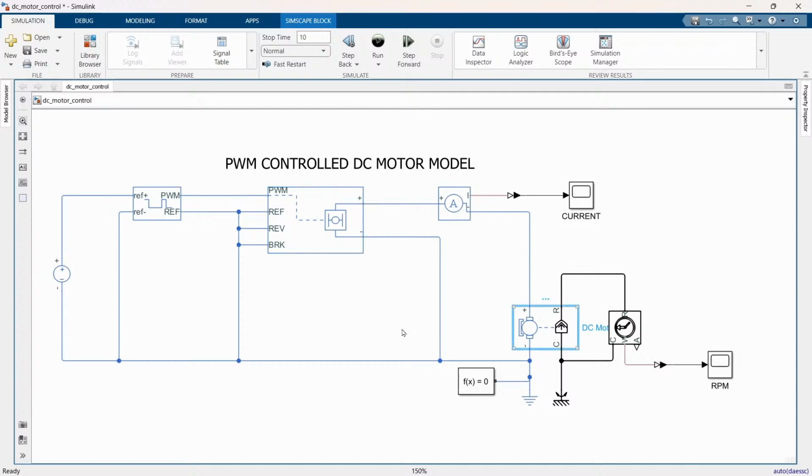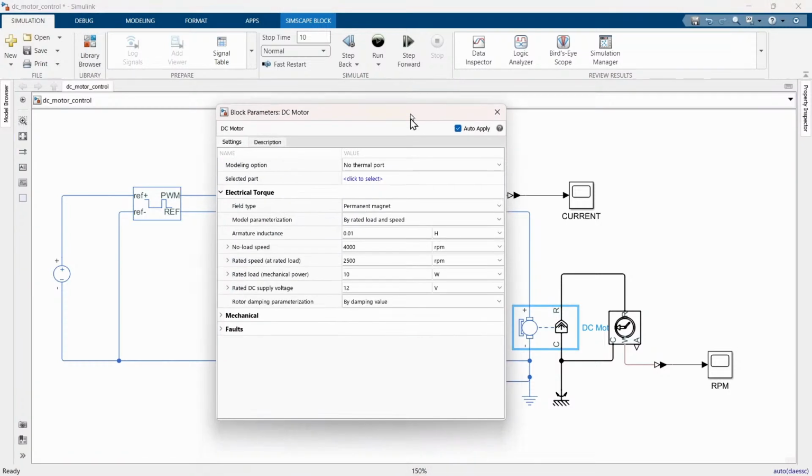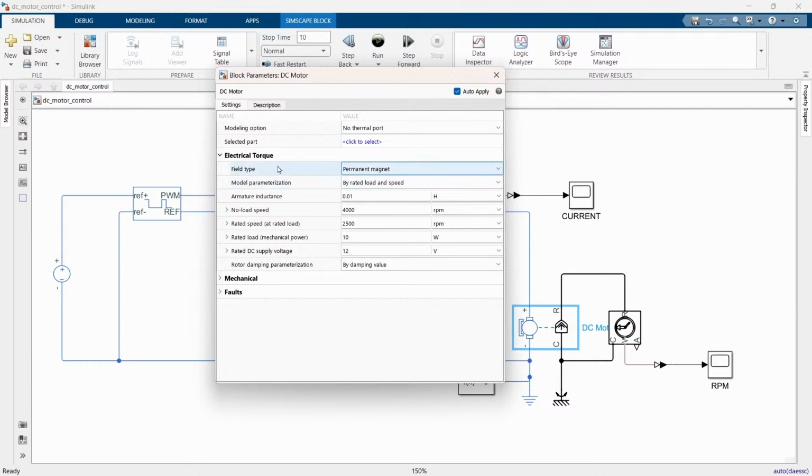Next we have a DC motor. Double click on this DC motor and you can see the parameters inside. We can choose our field type and also the parameterization, that means by rated load and speed. This setting means the motor's behavior is parameterized based on its rated load and speed. Here the armature inductance value is 0.01, the inductance of the motor's armature, and the no load speed, the speed of the motor when there is no mechanical load applied, is 4000.